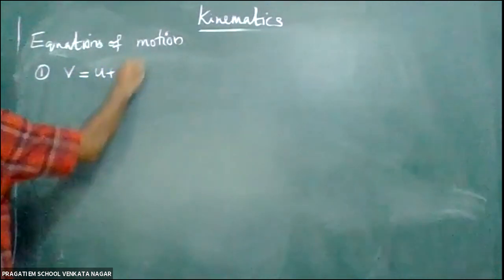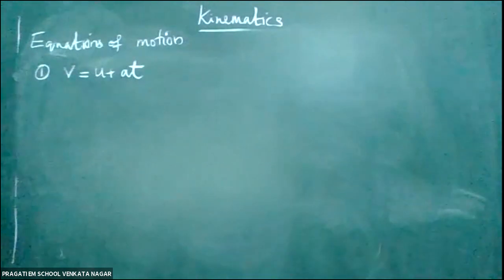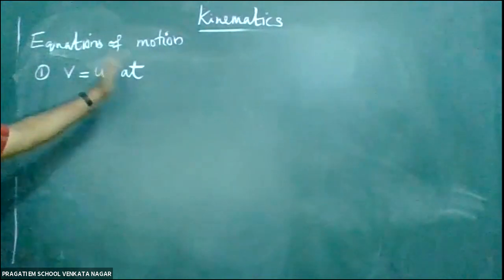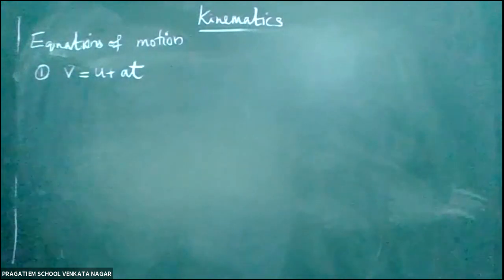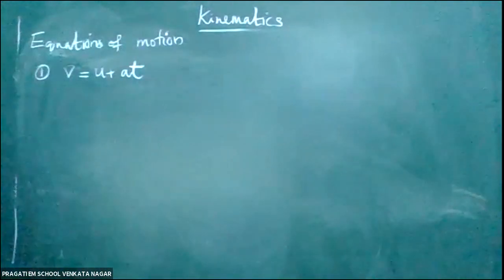Then we go to the first equation of motion. V is equal to u plus at. This is the first equation. So they may ask you, what is the velocity after t seconds? Our answer is the velocity v is equal to u plus at. Okay, first you listen. I'll derive it.